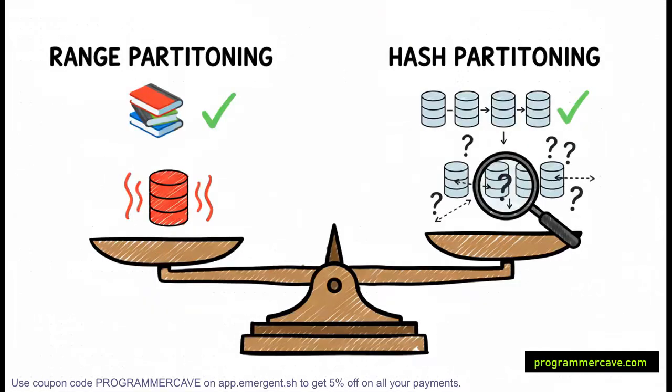And this brings us to the crucial trade-off. This is really the whole ballgame. With range partitioning, you get those awesome, efficient range scans, but you run the risk of creating hotspots. With hash partitioning, you get beautiful, even load distribution, but you totally lose the ability to do efficient range queries. If you want to find all the users created in March, well, now you have to go ask every single partition because their data is scattered everywhere.